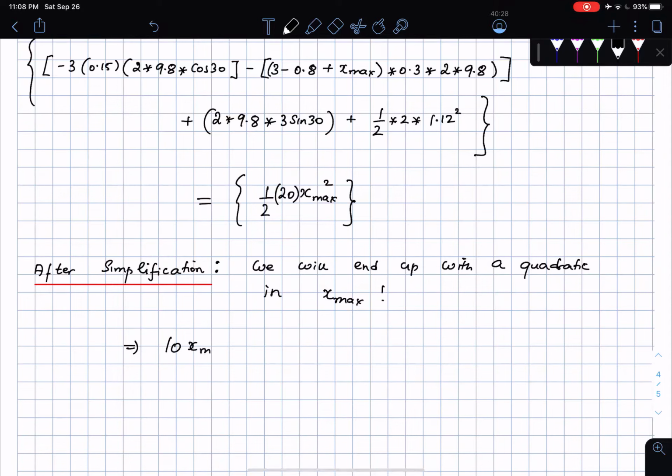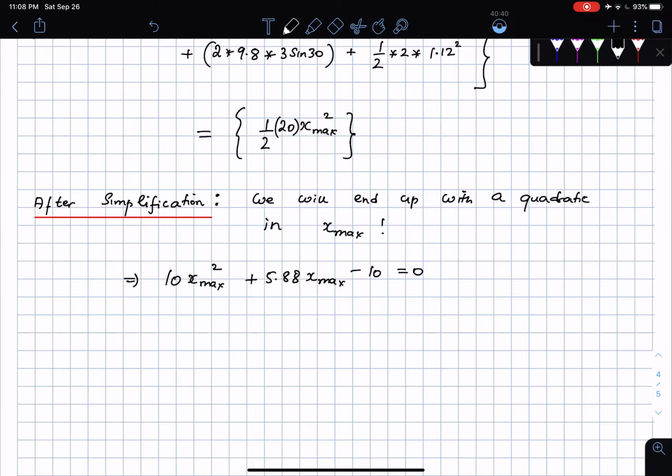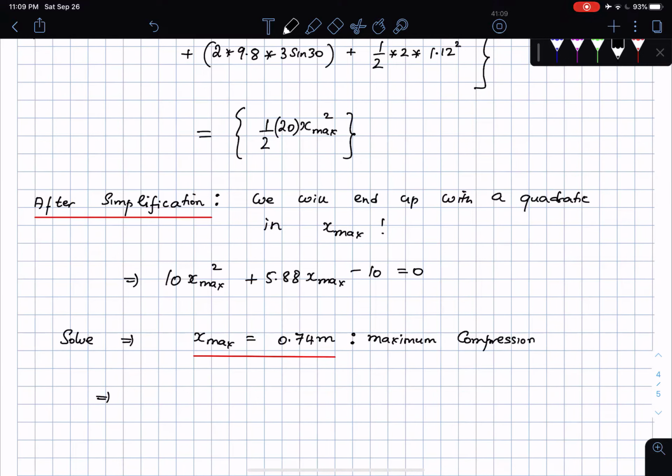Okay, so x max square, and then I'm going to have some 5.88 x max minus 10 is equal to 0, and then I get the roots from this, so I solve for x max. Okay, so solve, and I get x max is equal to 0.74 meters. This is the only useful root that comes out of that quadratic equation. The other root is going to be discarded. Once I solve for x max, this is the maximum compression of the spring.